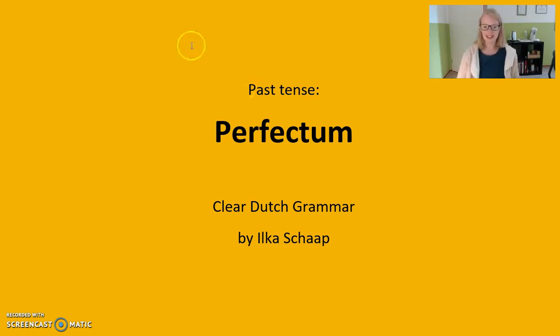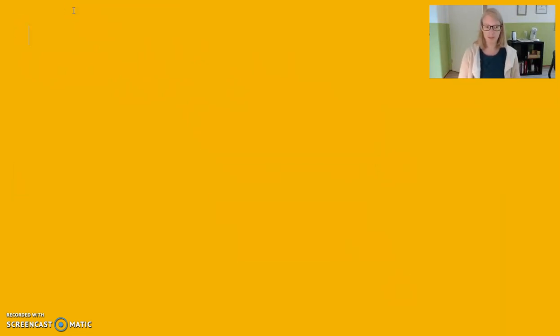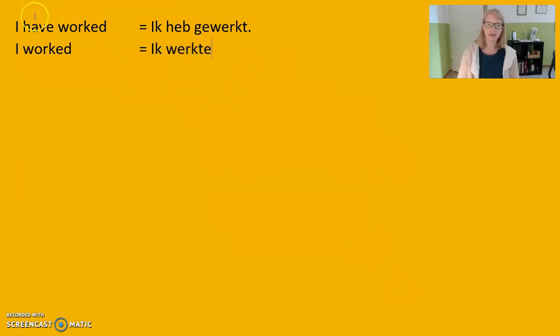Alright, let's get started. So, as I told you, there are two past tenses. There is the imperfectum and the perfectum. Let me just give you a quick example of each of them. Given the English and the Dutch sentence. I have worked. That would be ik heb gewerkt. And the other past tense, which we're not going to talk about today, is I worked. Ik werkte.